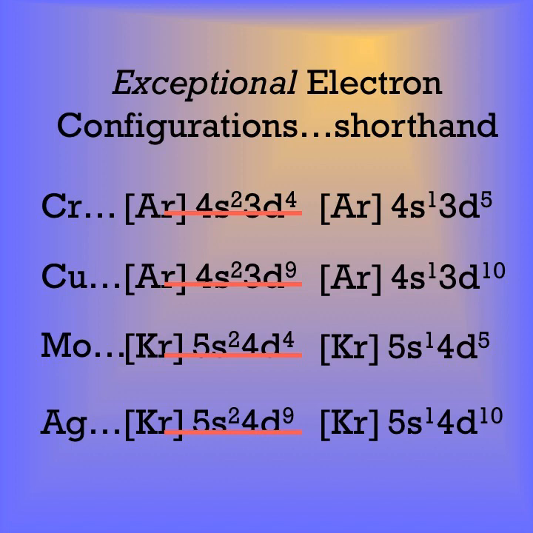Look at copper. You had Ar 4s2, 3d9, I hope. It's more stable if I boost an S electron into the D sublevel and make it Ar in brackets, 4s1, 3d10. Notice I did similar things with molybdenum and silver.